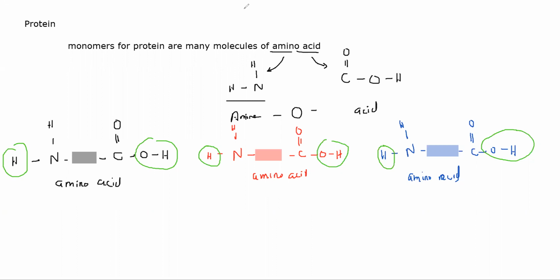Now the structure of a protein. If we draw the structure of a protein, this H is removed. So this is NH. Then there's a box. This box represents a carbon chain. Then C double bonded with O. This OH and H are removed. So we have nitrogen bonded with carbon. Then this box.